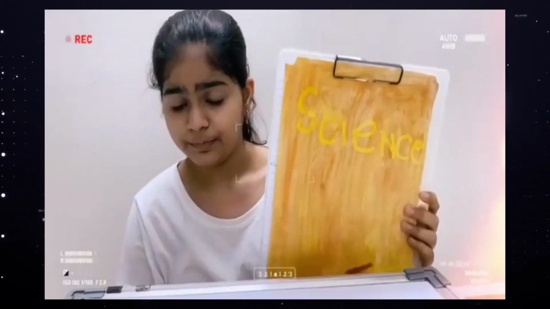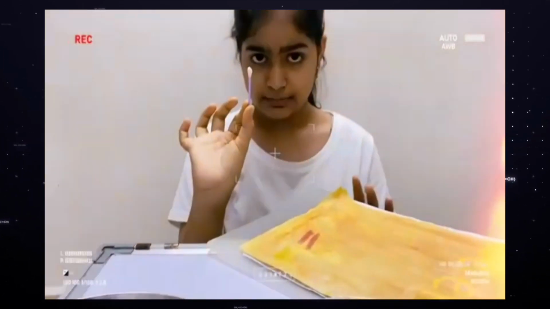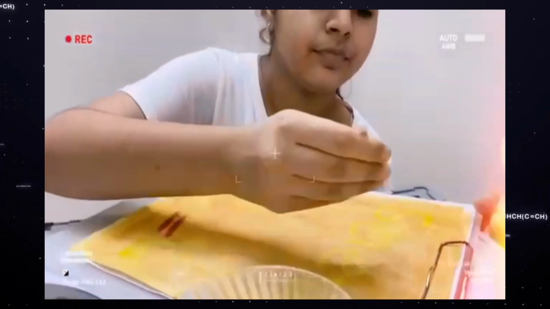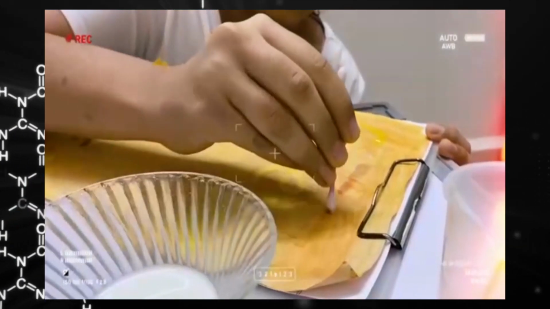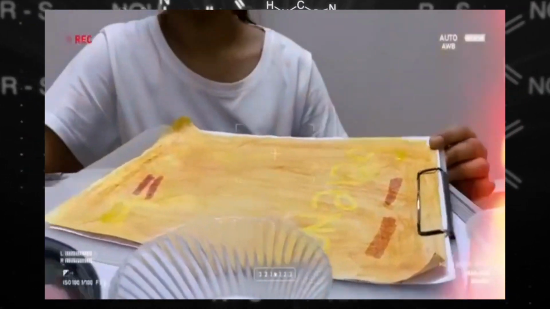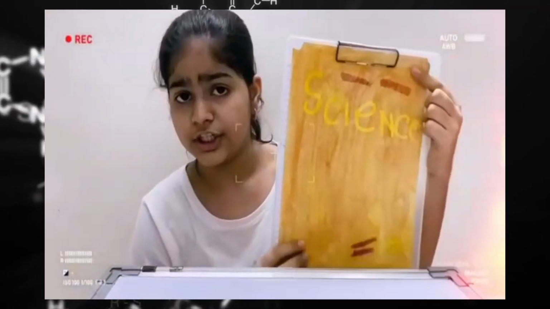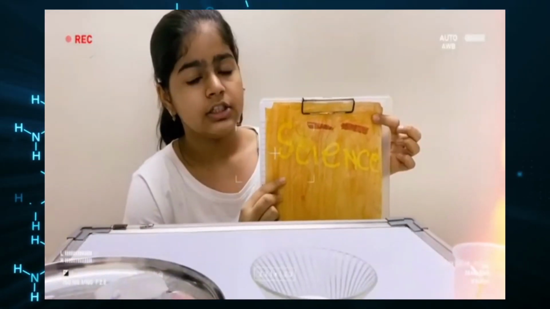So as you can observe, the color changed into yellow. So now I am going to write while using detergent solution. So here you can observe the color changed into red. This is because the turmeric is a natural indicator and the lemon is an acid and the detergent solution is a base.